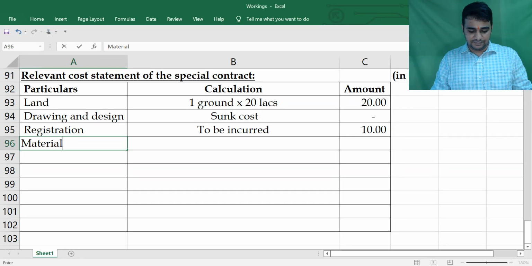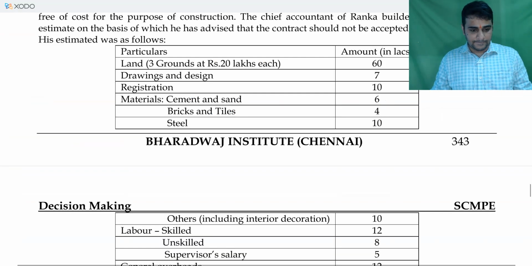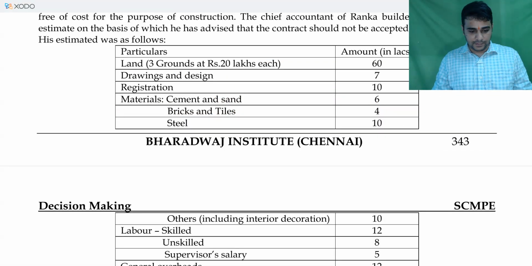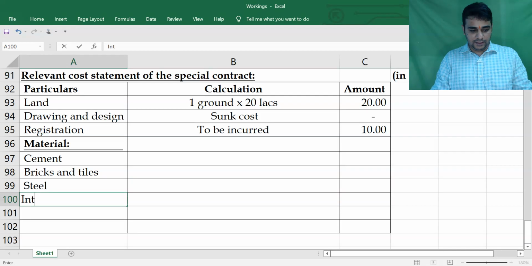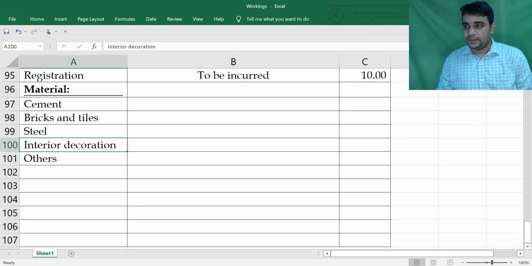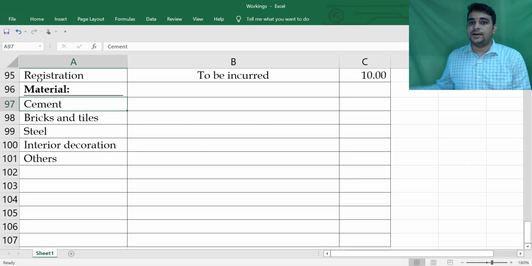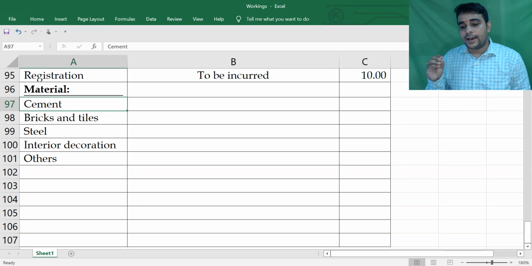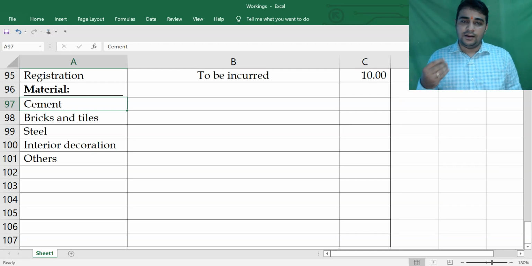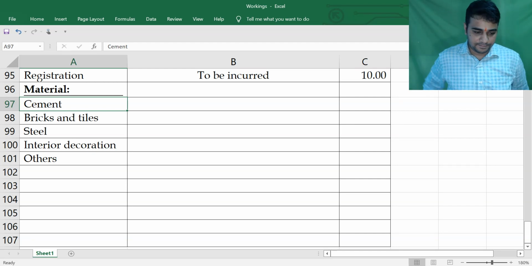Next, material: cement, bricks and tiles, steel, interior decoration, others. In others, they said including interior decoration, so I am splitting that into two, interior decoration and others. Again, take maybe 1.5 minutes, write an explanation, whatever is possible at your end. Later on, you can write extra things or correct it.